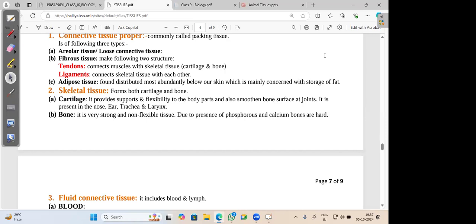Your nose is tight, but still you can press it. You can change the shape of it. Your ear pinna is also tight, but still you can fold it. So it's not a bone. It's not a muscle. It is a cartilage.